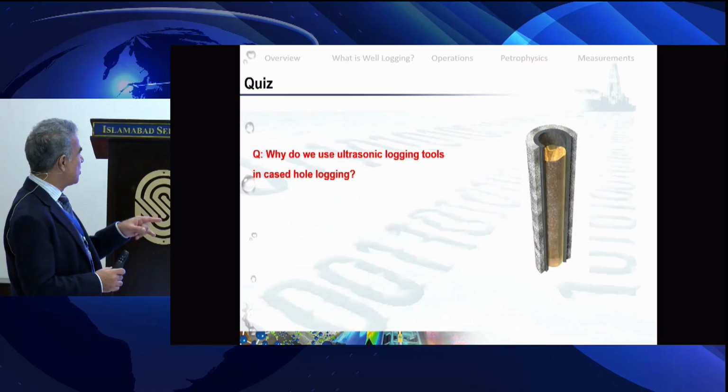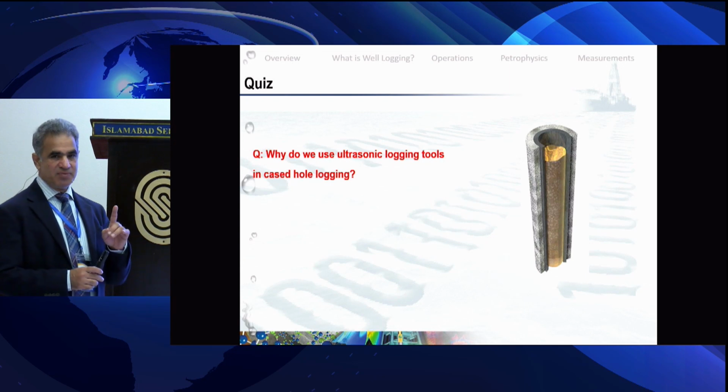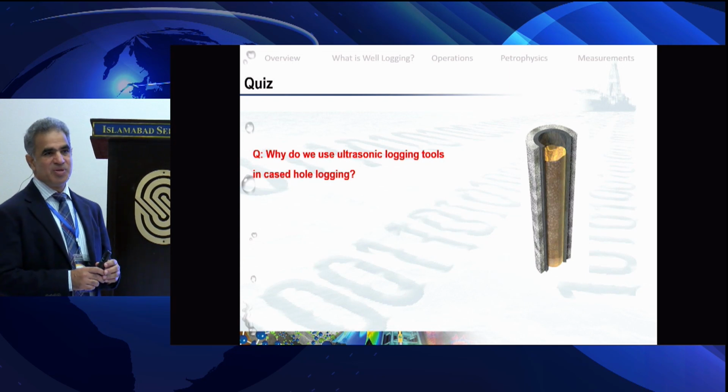Why do we use ultrasonic logging tools in cased hole logging? This is a bit tricky, but you need to try. Ultrasonic logging in cased hole logging. What are the reasons for doing this?